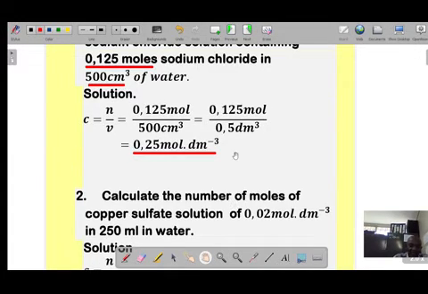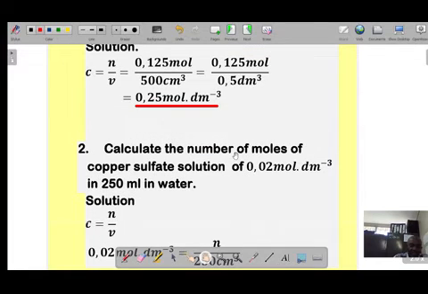They say calculate the number of moles of copper 2 sulfate solution of 0.02 moles per decimeter cubed in 250 ml of water. Now this time, what have they given us? Check what we have. This time, they gave us the concentration. They also gave us the volume. But the formula says C equals N over V. So now what do they actually want? They want the moles, N.